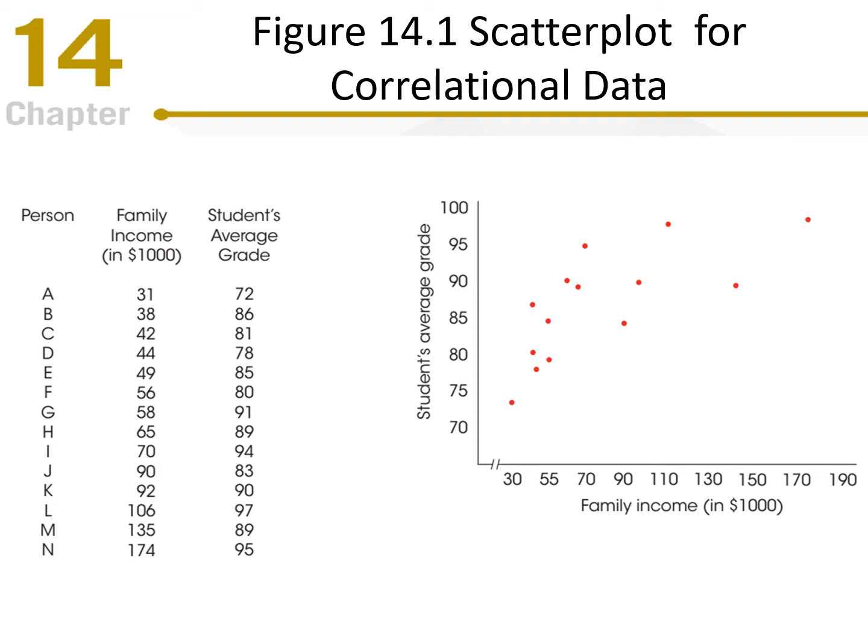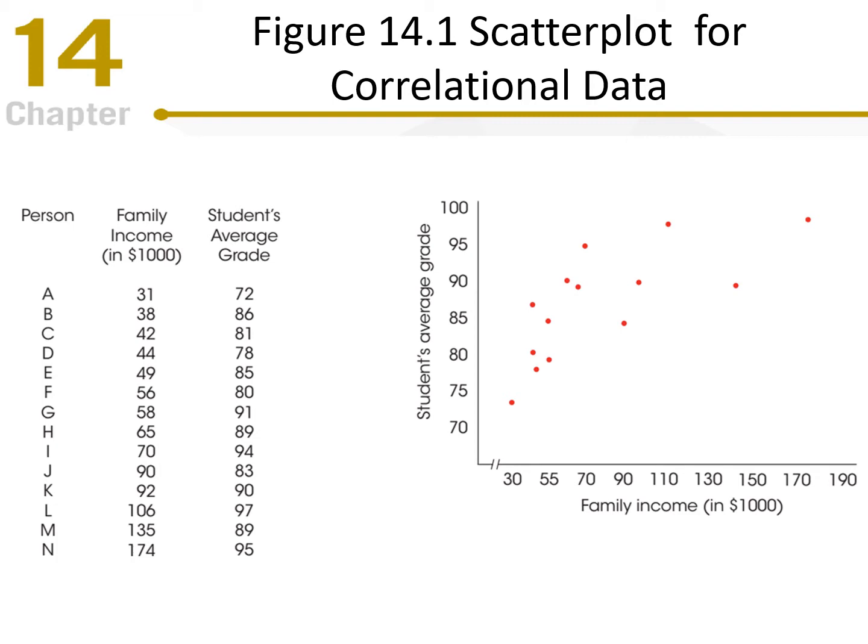So it's one person and it's two scores. One score is on the x-axis. In this case, it's family income in thousands. And one score is on the y-axis. In this case, it's student's average grade. And so for those two values for each student, you just basically draw a line to interconnect where those two scores are. For example, 31 and 72, the first data point.